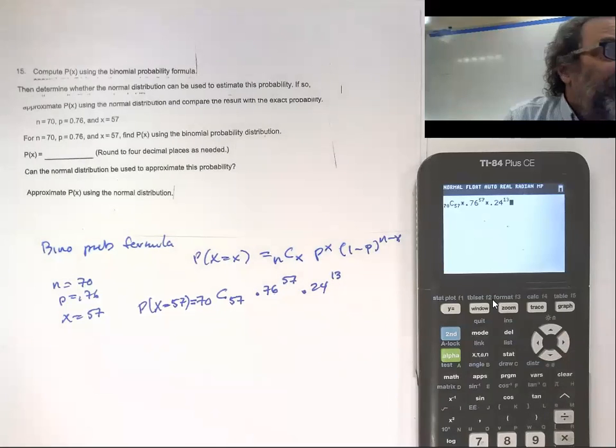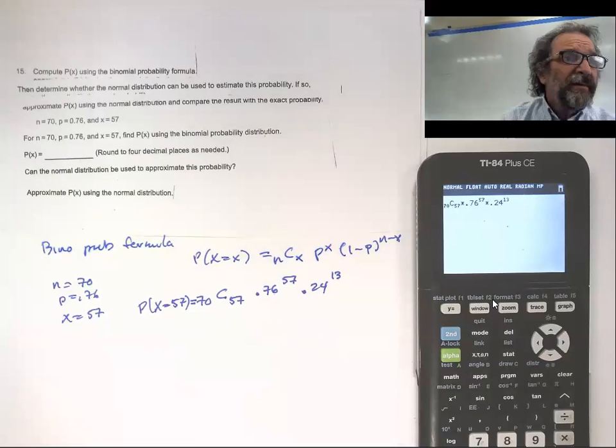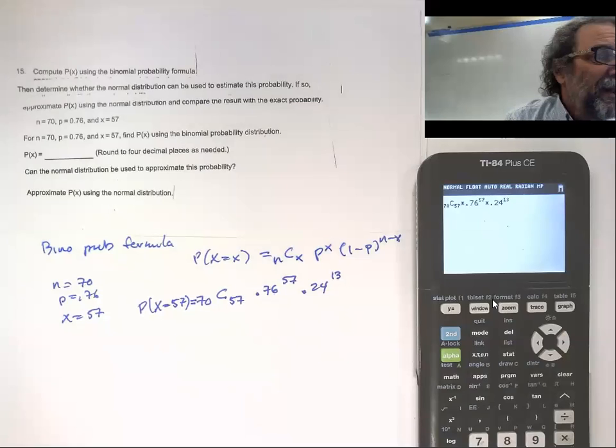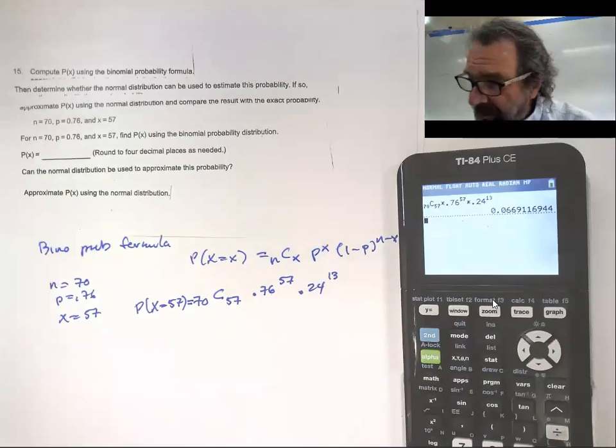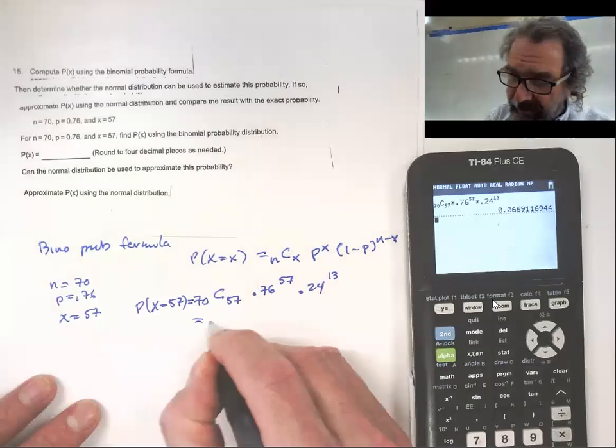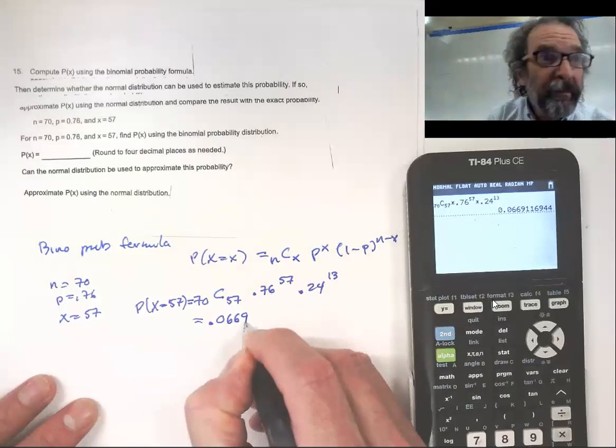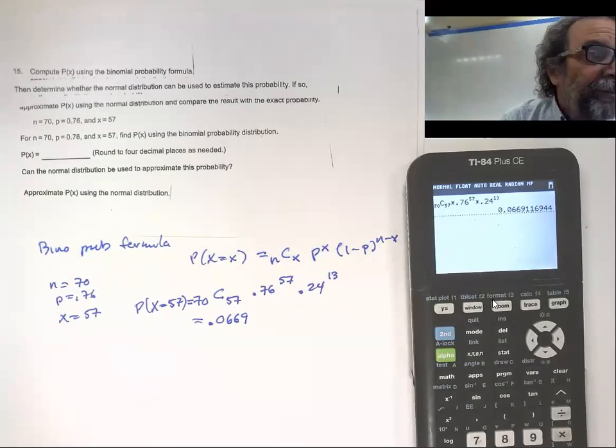Oh, double check, 13 plus 57 is in fact 70. So 70 minus 57 is 13. And 1 minus 0.76 is 0.24. I think we're all right. Off we go. 0.0669, okay, and change. So that's the exact answer.